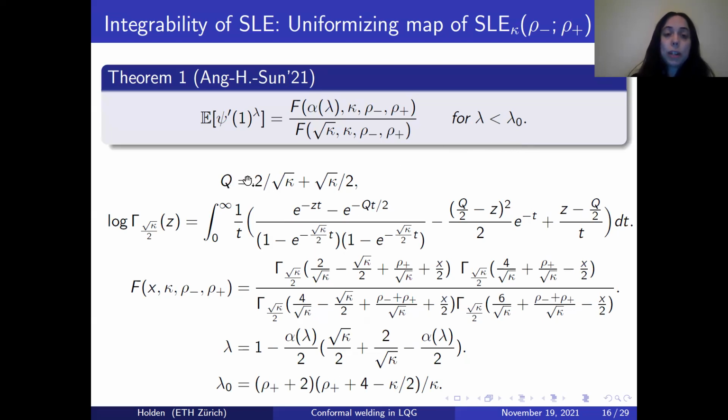So we first set q equal to 2 over root kappa plus root kappa over 2. Then we define the double gamma function by this integral. To be more precise, we are using this definition when the real part of z is strictly positive, and otherwise we are defining the function by analytic continuation. Then we define the function f as a ratio of these double gamma functions. Then we are defining the function alpha in the fourth line implicitly via this quadratic equation. And then finally, we're defining this parameter lambda 0 by this formula. If lambda is greater than or equal to lambda 0, then this moment that we're considering here is infinite.